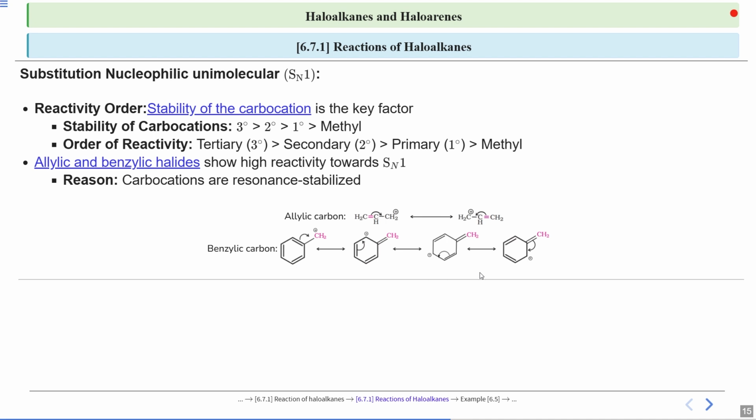So the carbocation is resonance stabilized in both the allylic and the benzylic halides. That's why both allylic and benzylic halides show high reactivity towards SN1, or you can say they undergo nucleophilic substitution reactions by following the SN1 mechanism.